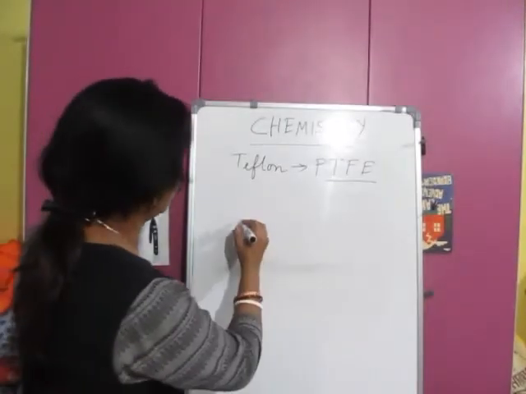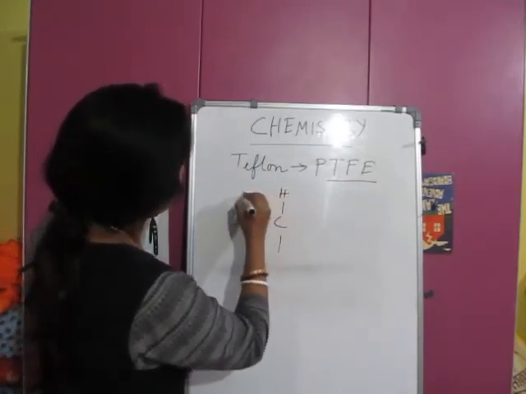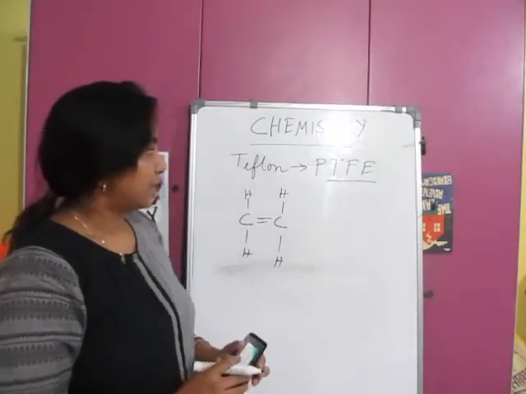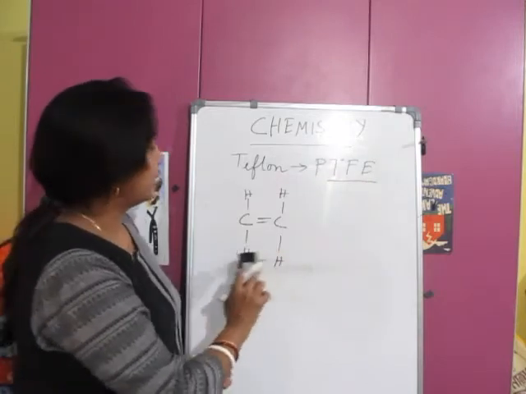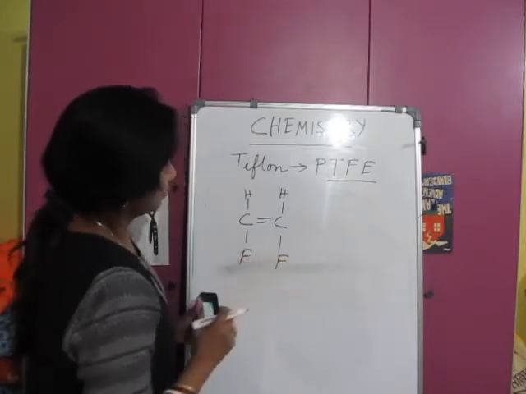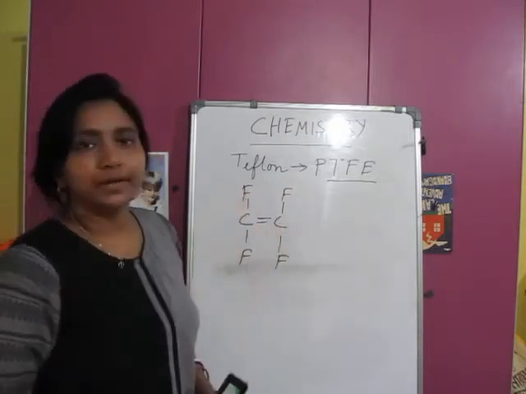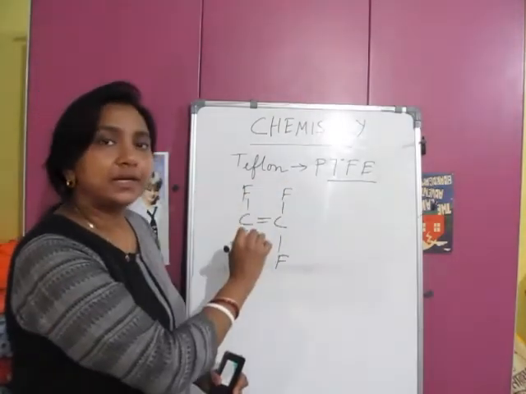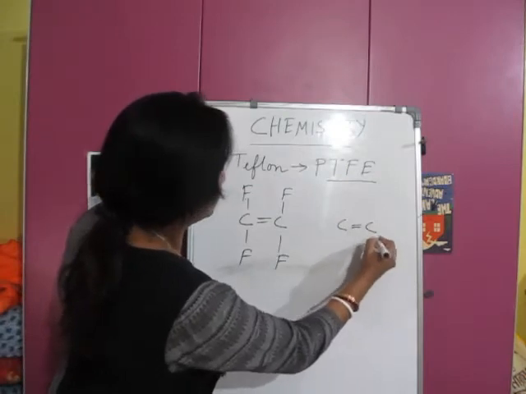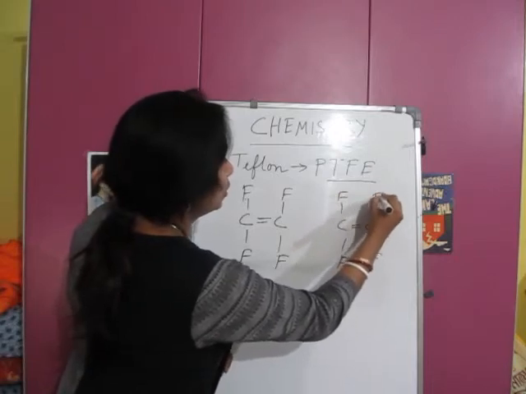You know the structure of ethylene. This is the structure of ethylene. Now, tetrafluoroethylene. So instead of hydrogen, we write here fluorine. Easy? This is very easy. Okay, so this is the structure of tetrafluoroethylene. Now I will write the same thing here to make you understand. So this is the monomer structure.